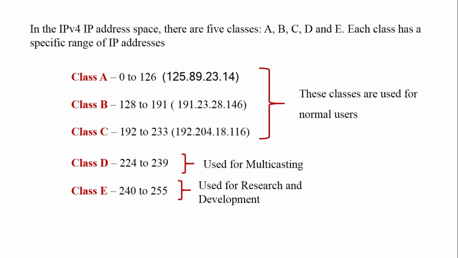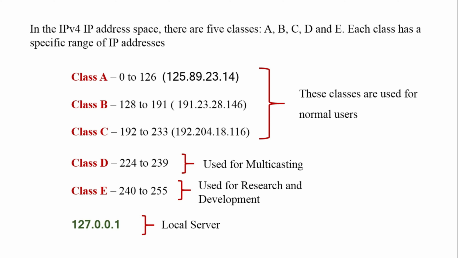If we see all the class numbers in detail, class A starts from 0 to 126, class B starts from 128 to 191, here the 127 is missing. So the IP address which starts from 127.0.0.1, this IP address is common for all the users, and this is called a local server. So these are the basic points about the IP address.